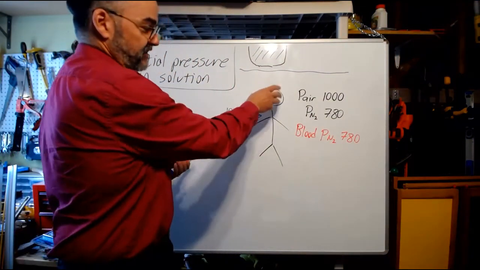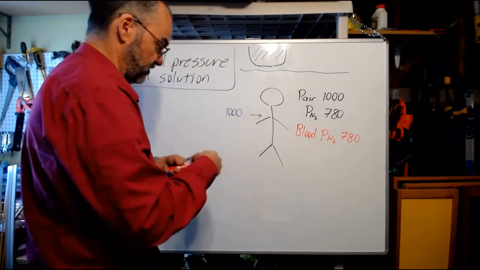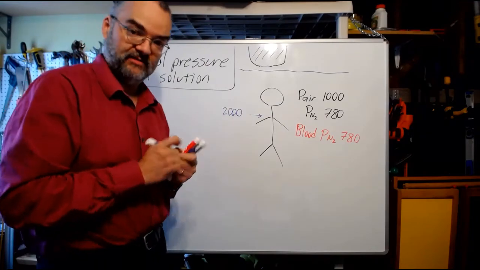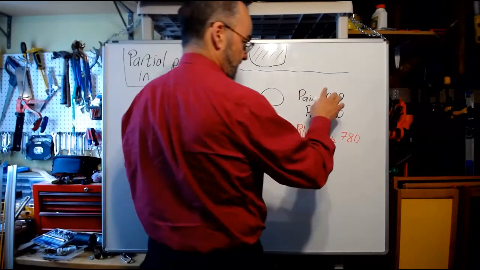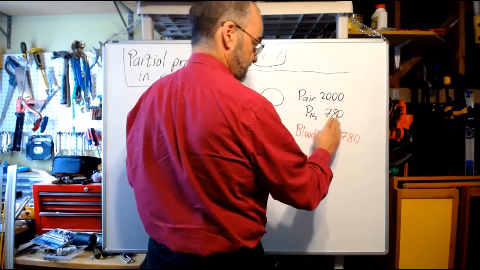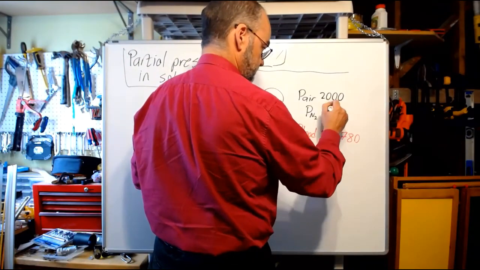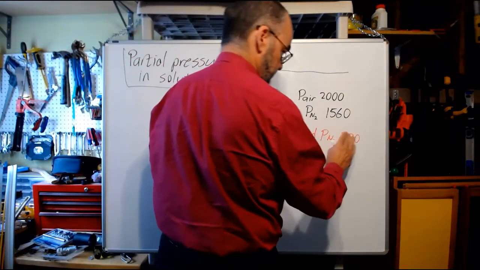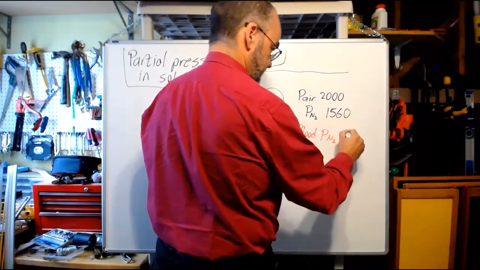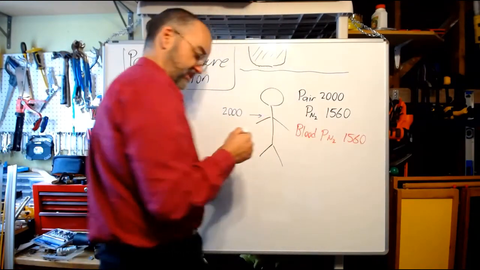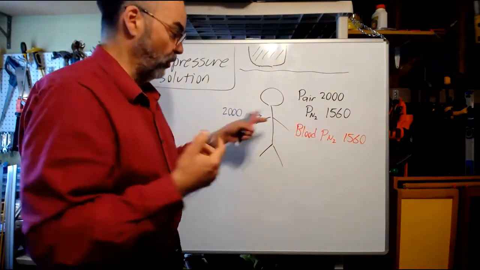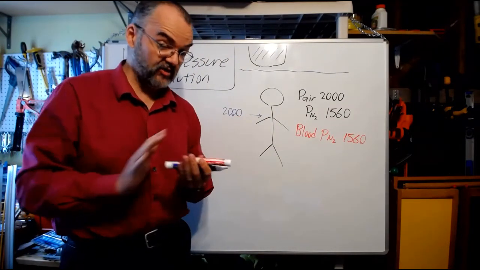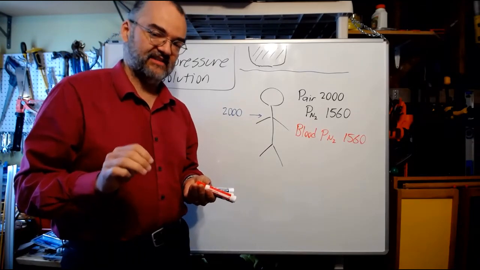And if I swim down deeper into the water, I'll be under higher pressure. Let's say I swim down a little ways and I'm underwater with 2,000 millimeters of mercury. I'm breathing air at 2,000, which means the PN2 now is 1560. So my blood PN2 is now 1560. You get the idea. The more time I spend deep under the water, the more nitrogen dissolves into my blood. Again, not hurting me, although interesting things can happen when you get deep enough.